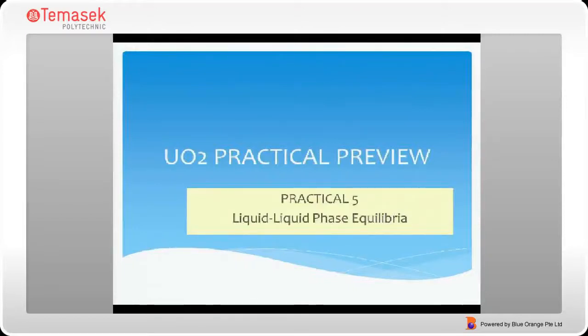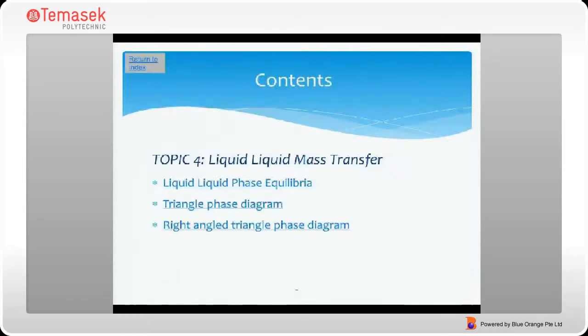Welcome to the practical overview for UO2 Practical 5, Liquid-Liquid Phase Equilibria. In liquid-liquid phase equilibria, the most important knowledge you will need is to understand and use the triangular phase diagram. Triangular phase diagrams can be presented in either an equilateral triangle or right-angled triangle form. You will be introduced to both. After that, we will look at the experiment you will be conducting for Practical 5.